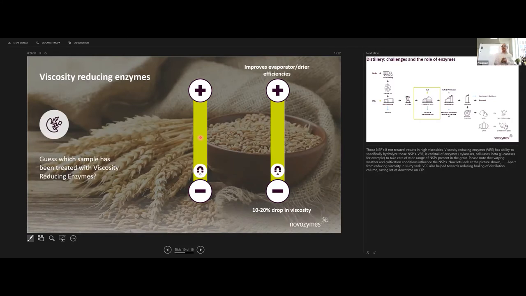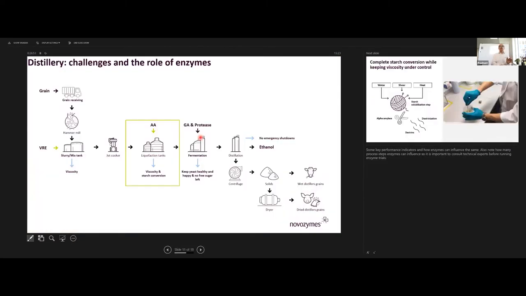This viscosity reducing enzyme is basically a cocktail of enzymes. It has beta-glucanase, xylanase, and cellulases. Their main function is to hydrolyze those non-starch polysaccharides and thereby reduce the viscosity so that the mash will move smoothly to the next unit operation. Remember, each unit operation has some job to do. The slurry tank's job is to mix the flour quite well, keep that viscosity under control, and pass the product to the next operation, which is liquefaction.